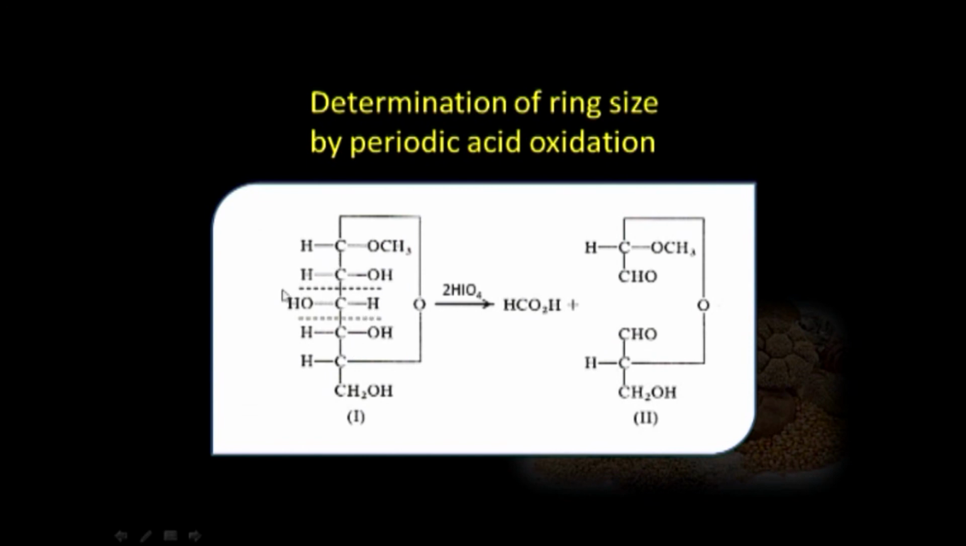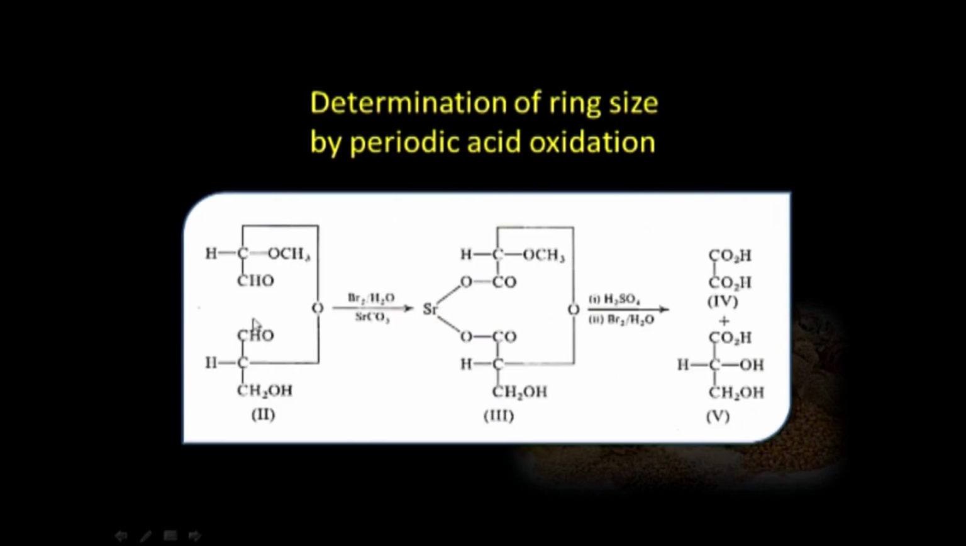This carbon will be converted ultimately into formic acid because we will get hydroxyl from both sides. This carbon will be converted into aldehyde, and this is also converted into aldehyde, and it was found that 1 molecule of formic acid and a dialdehyde is obtained. Then finally, the structure of this dialdehyde was ascertained by oxidation. These aldehydes are oxidized by bromine to carboxyl groups, and on treatment with strontium carbonate they form the strontium salt.